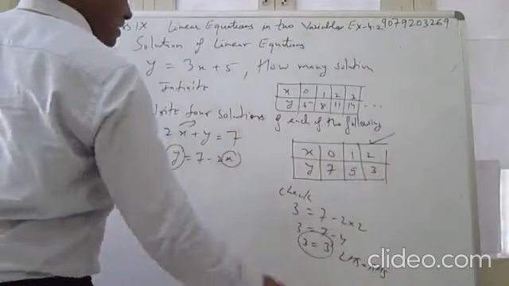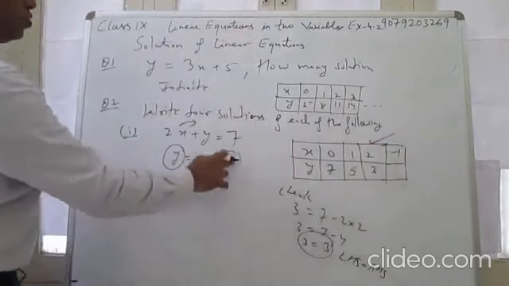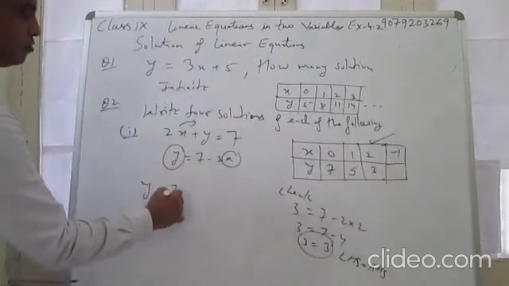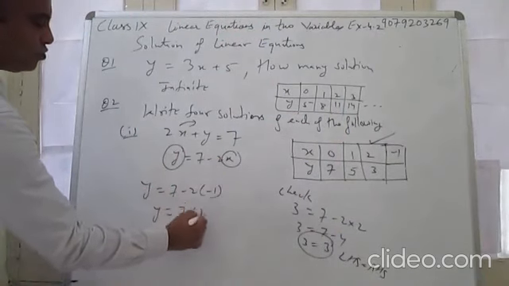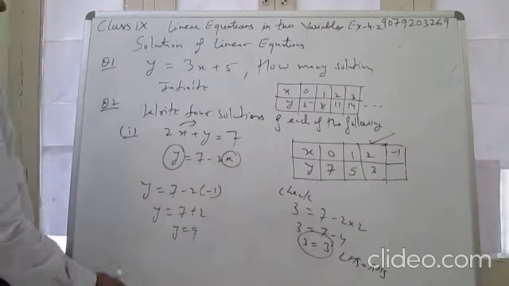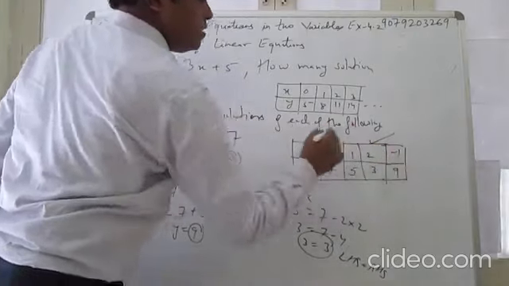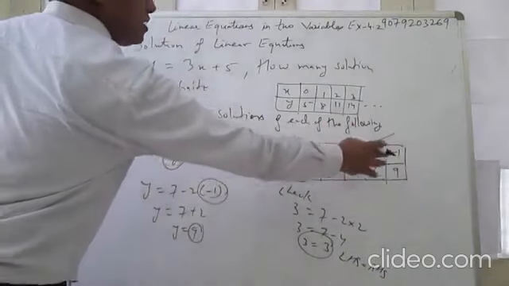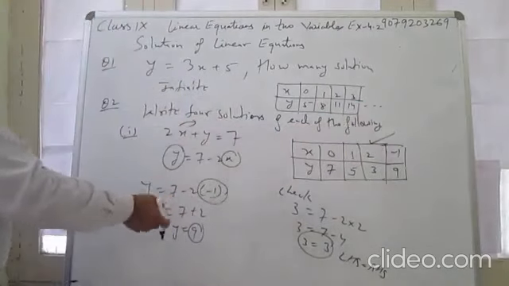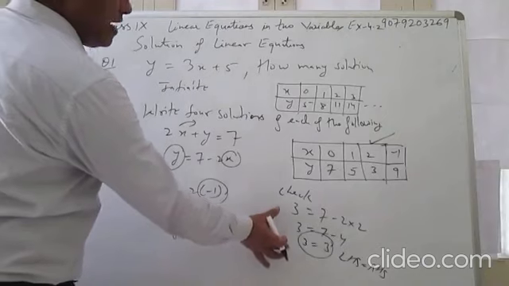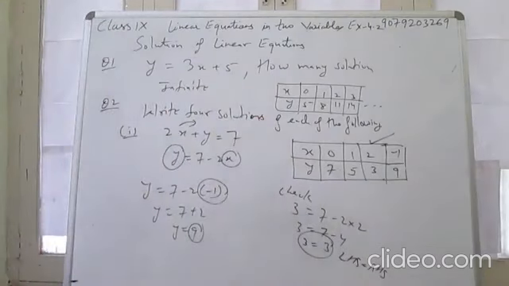One more point I will take. Suppose I take minus 1. So y is equal to 7 minus 2 into minus 1, so it will become 7 plus 2, y is equal to 9. So these are the 4 solutions. It is not compulsory, you can take any value of x and find the value of y, but you can check that the left hand side is equal to the right hand side. One more question I will take.